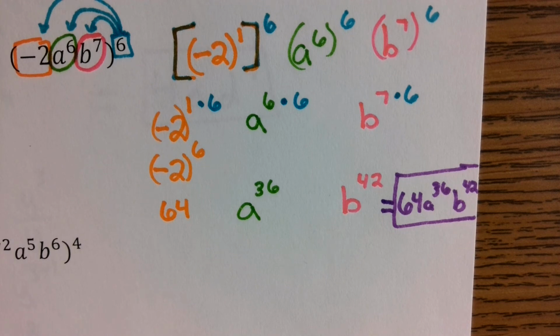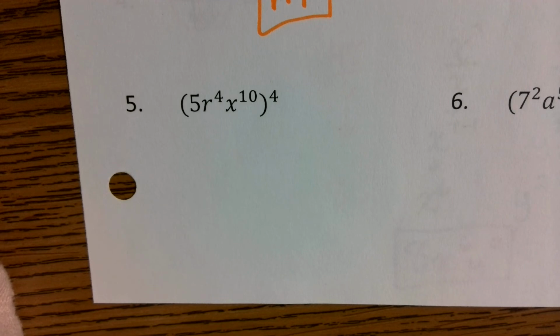I want you to try number 5 and number 6 on your own. All right, who can tell me what they got for problem number 5? Yochan? Very good. Okay, so we get 625 r to the 16th, x to the 40th.